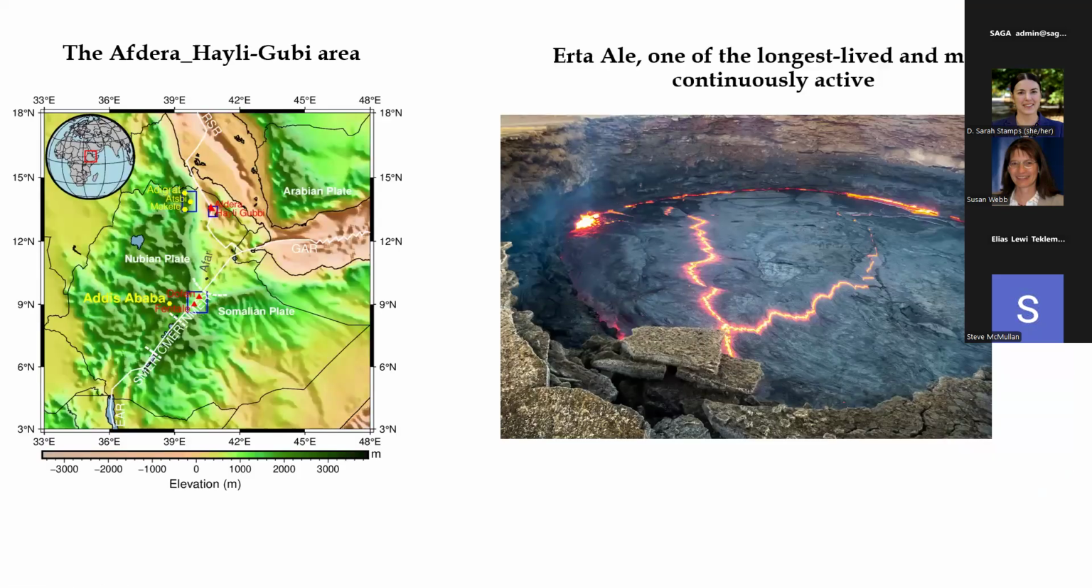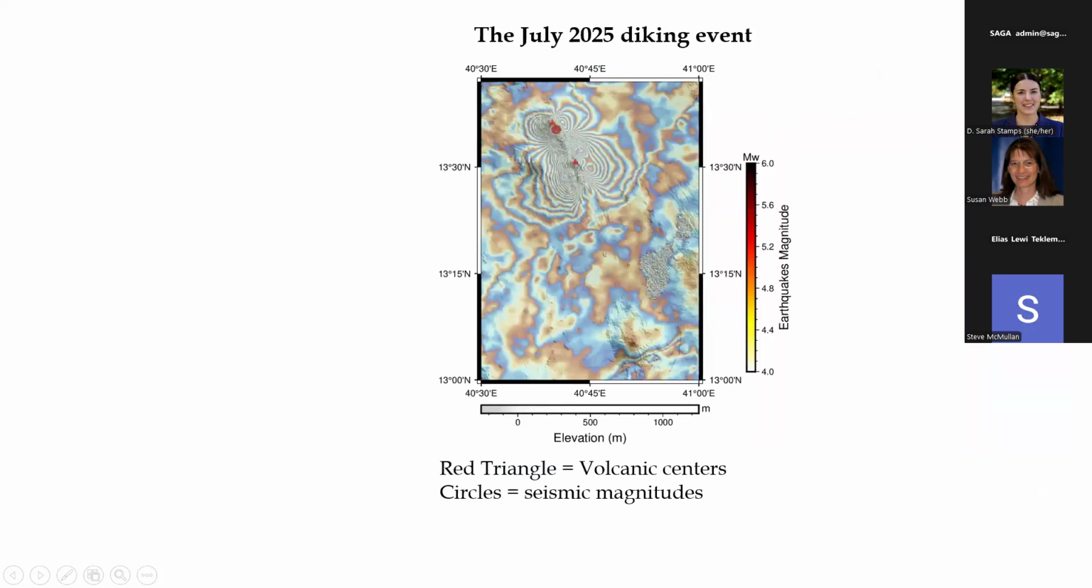Later, it continued, and as you can see here, this is Ertale volcano. South of Ertale volcano, in July 2025, there was a diking event. This is Ertale, and here we have Haile Gubi. In the Haile Gubi mountain, there was a volcanic eruption.